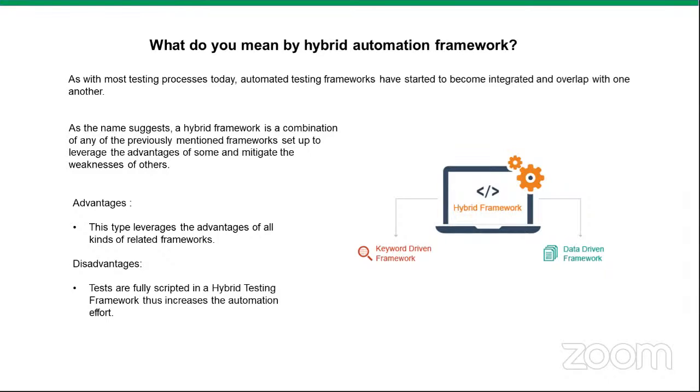So the main advantage of hybrid framework is it has got all the advantages of the previously discussed keyword driven and data driven frameworks. And the disadvantage is tests are fully scripted in hybrid testing framework, which increases the automation effort. In both keyword driven and data driven approaches, the effort required to create the automation framework is very high. So these are some of the advantages and disadvantages of hybrid automation framework.